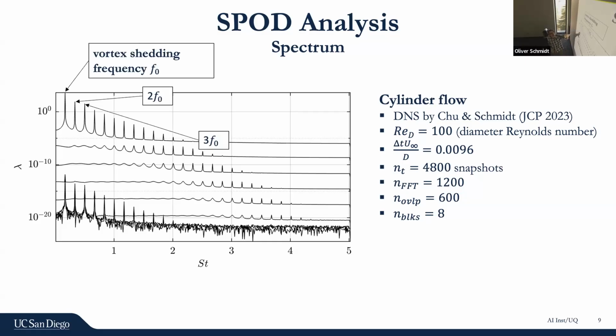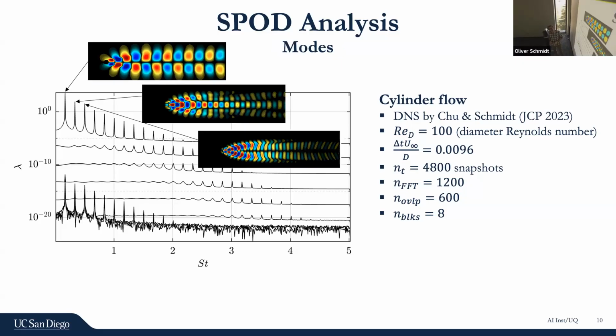We see these peaks. Obviously, this comes from the simple vortex shedding dynamics. We got our Van Karman vortex street. This is the fundamental, first higher harmonic, second higher harmonic, and so on. This is why we see these peaks. And then, of course, we also get the corresponding flow structures.